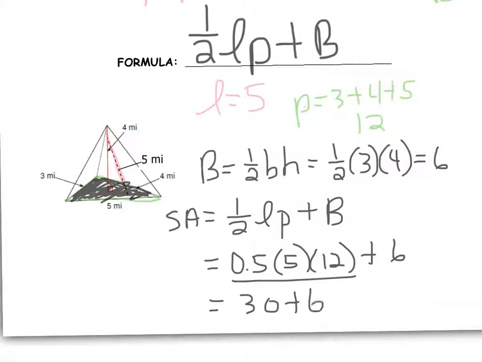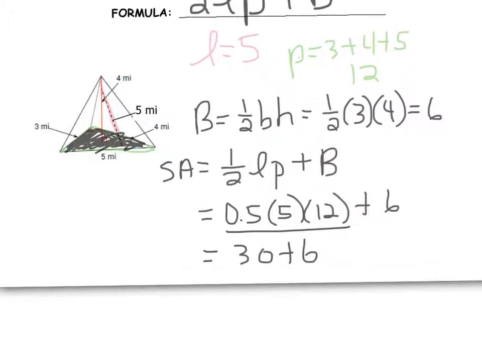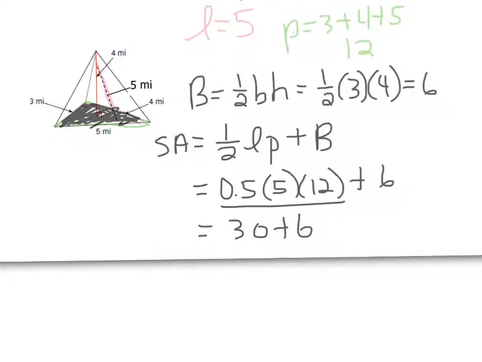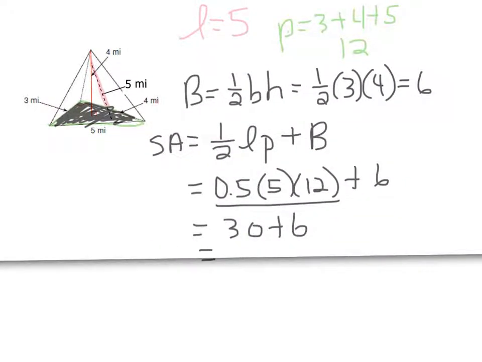And then 30 plus 6 is going to give us a total surface area of 36, and this is MI, which I'm assuming is miles squared. So that's pretty big if you're 36 square miles.